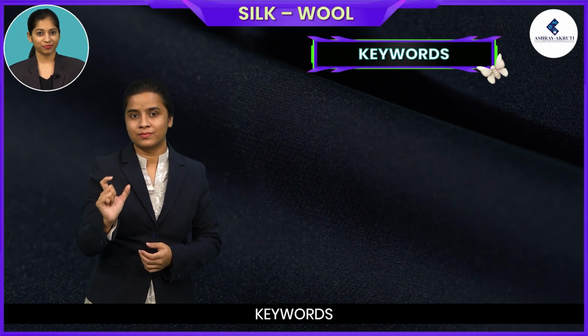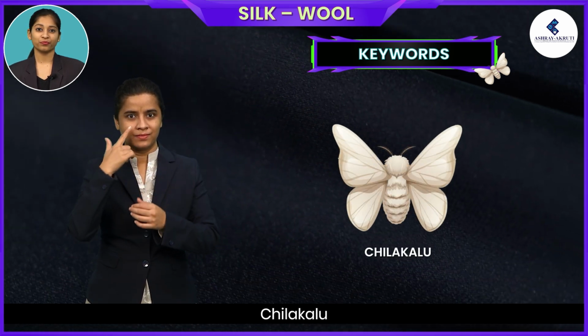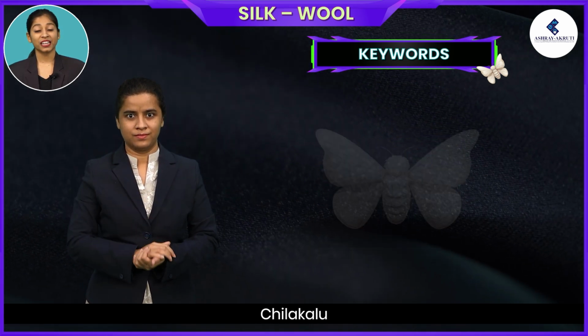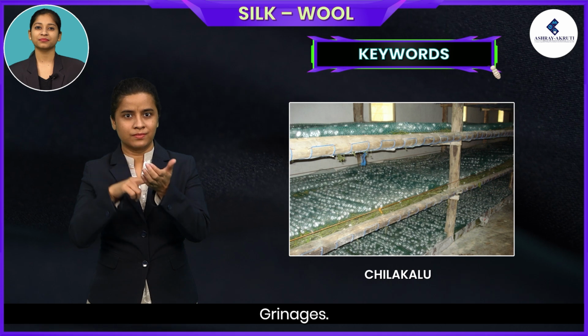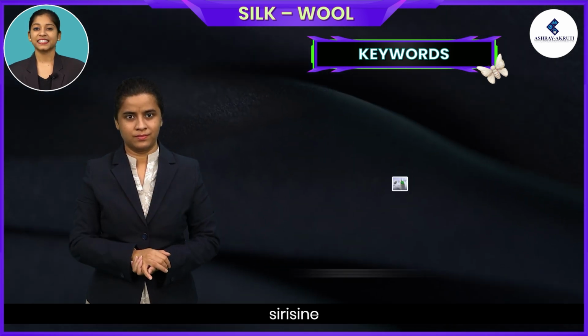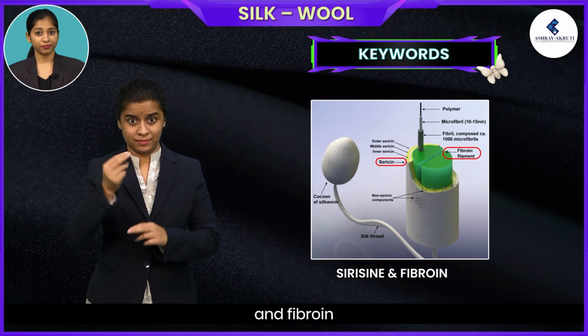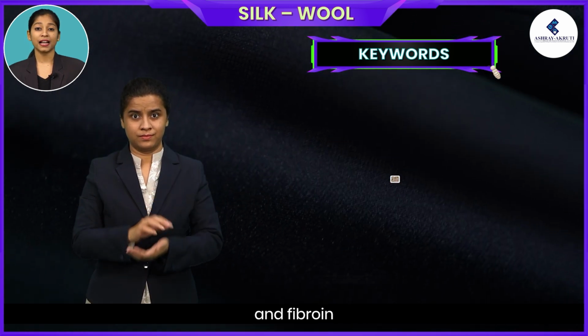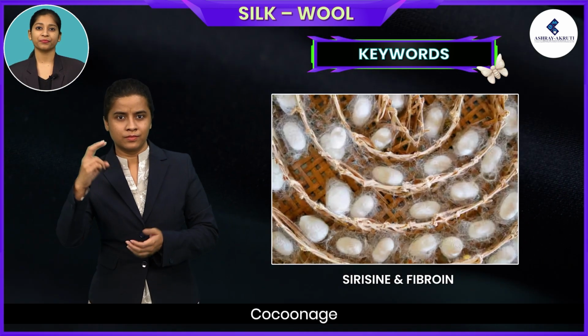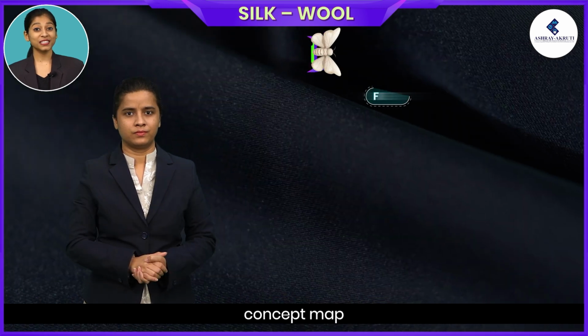Keywords: chilkalu, greenages, sericin and fibroin, cocoonage. Concept map.